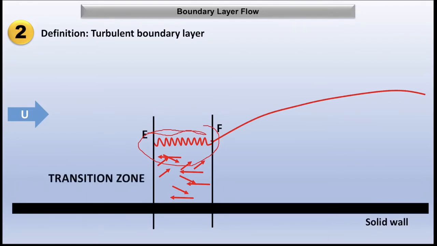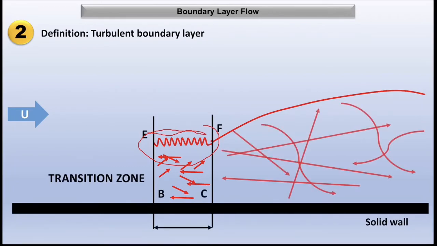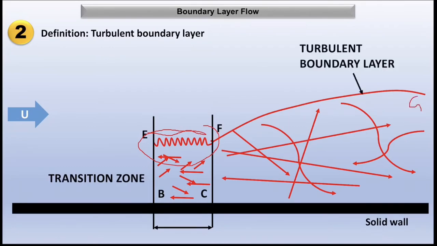Further downstream of this transition zone, the boundary layer is turbulent and continues to grow, and this layer of the boundary is called the turbulent boundary layer, which you can see here from F up to G. And this we call the turbulent boundary layer.